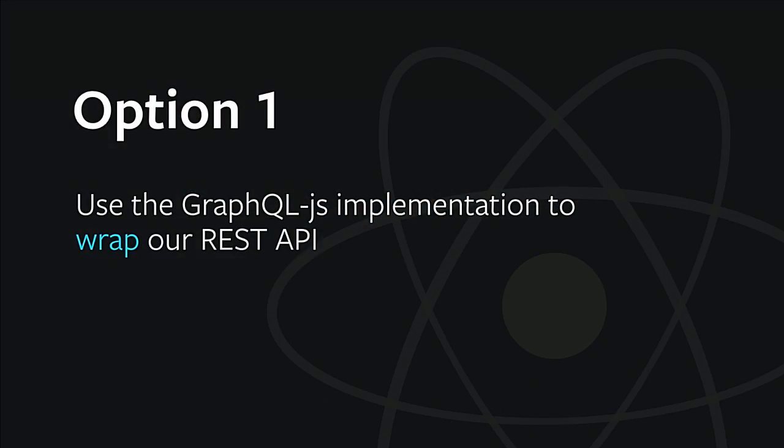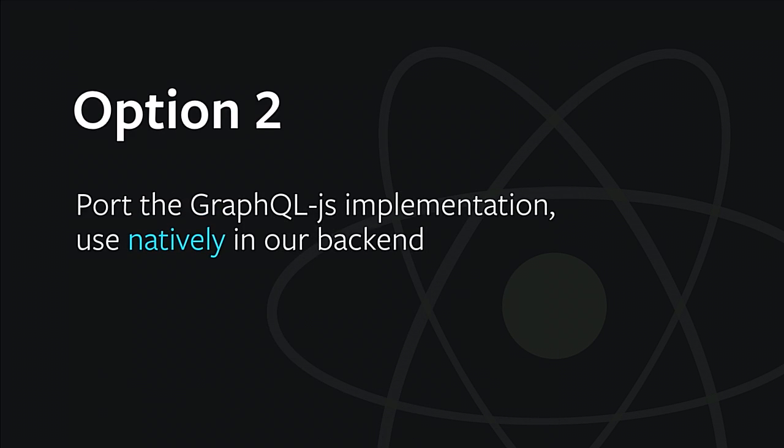Option 1: we can use the JavaScript implementation to wrap our REST API. This is a good approach, but by doing this, we can lose some context. The next option was to port the JavaScript implementation into Python so we can use it natively in our backend. And that's great. Hopefully for us, some people had started porting the JavaScript implementation into Python, so it was not very difficult to start.